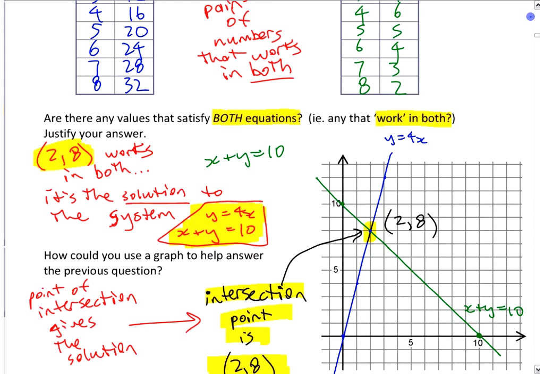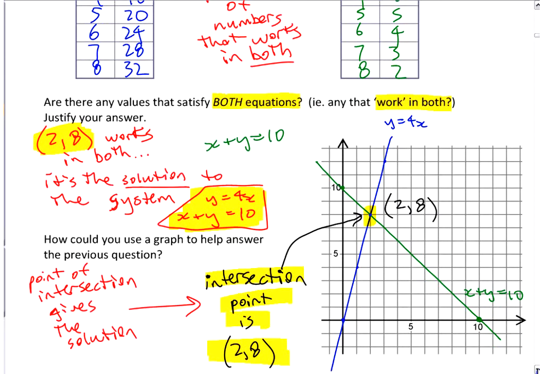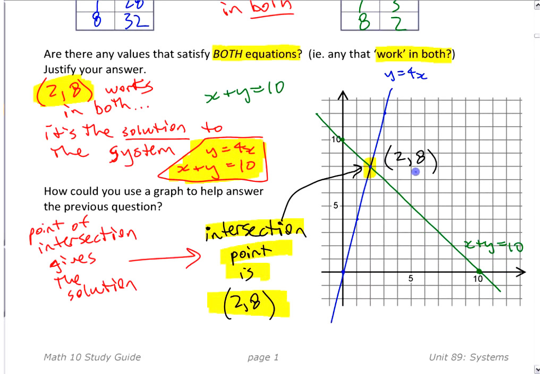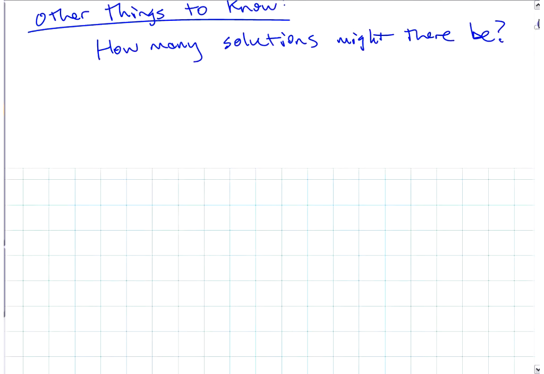Can you envision any other situation where there's a different number of solutions other than one pair of numbers? How could you have two lines so that there's something other than one solution, one place they cross? If you have something like this and something like this, one solution. Right there, right? What else might you have?